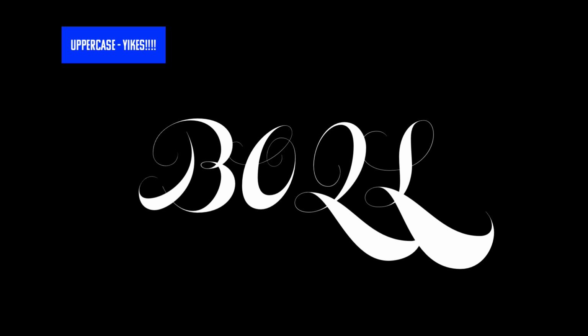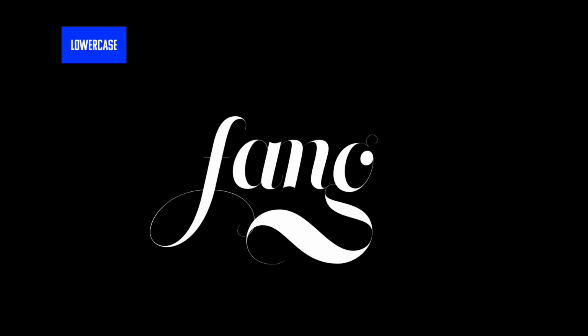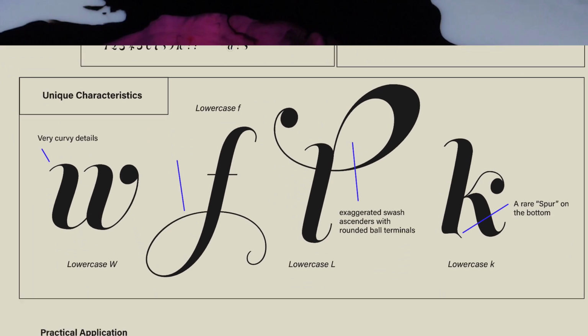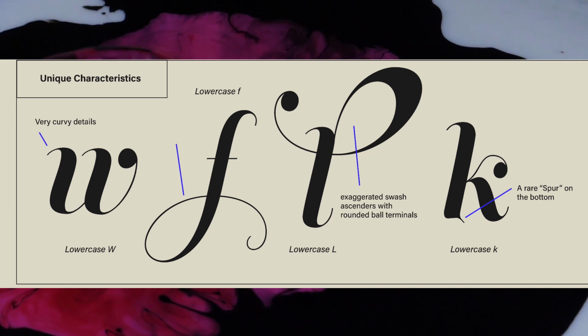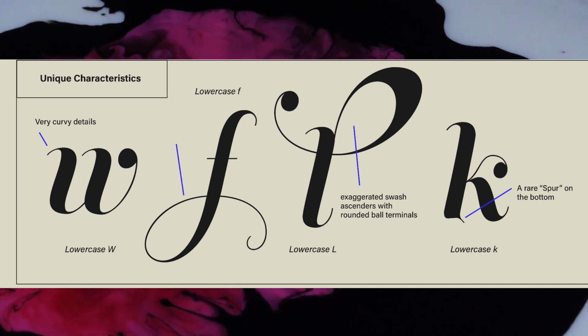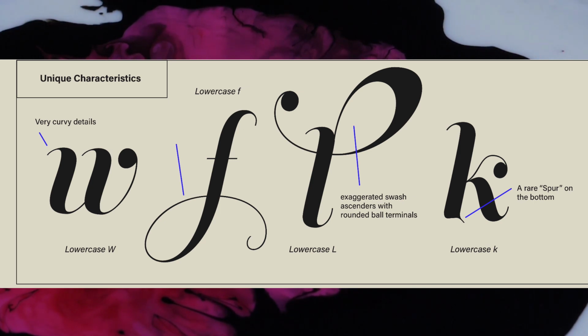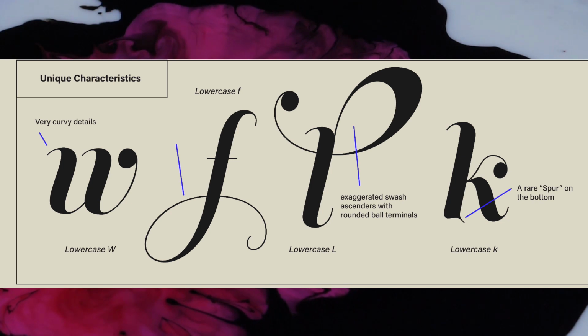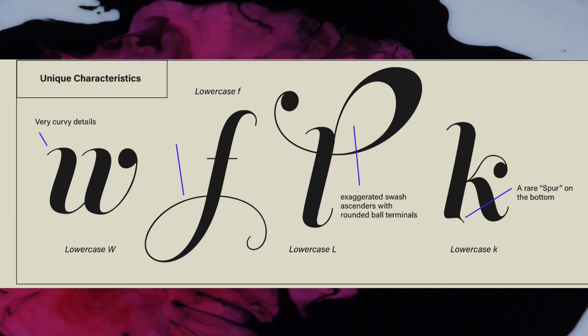The uppercase here is a little tough to use, but try experimenting with a lot of the lowercase letters. The uppercase letters are very elaborate, very crazy. I wanted to show you some of these details I really appreciated about this typeface. It has very nice curvy details. And look at this lowercase f, that curly Q thing, that tail that just comes out and then curls underneath. Super unique. This lowercase l has super exaggerated swash extenders and really interesting rounded ball terminals.